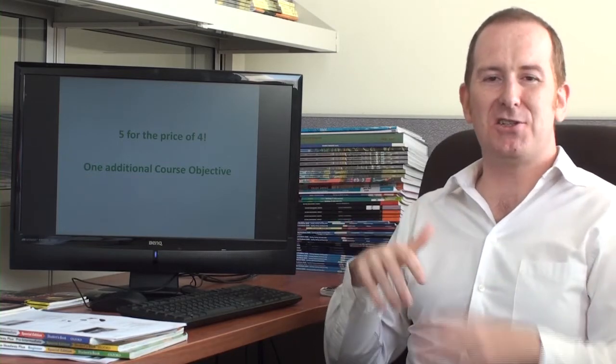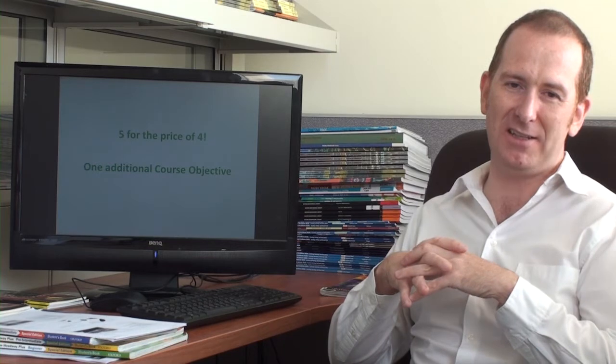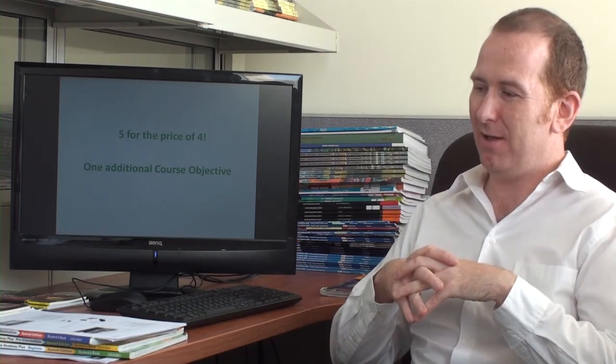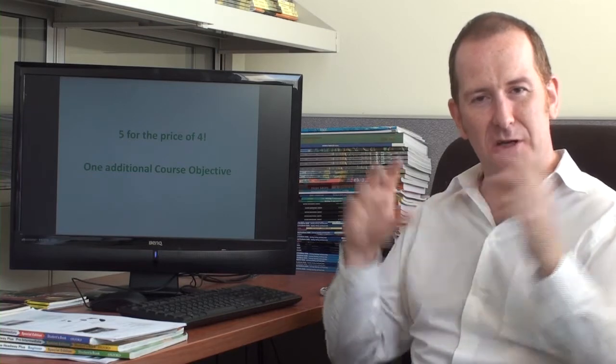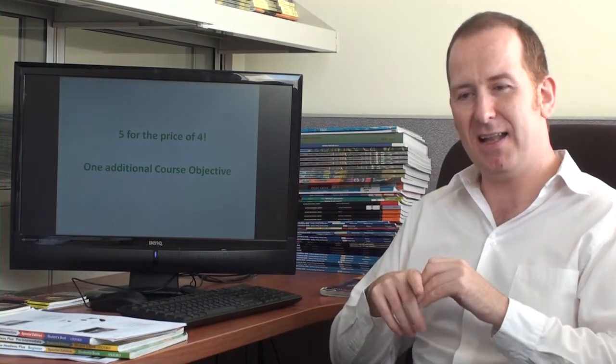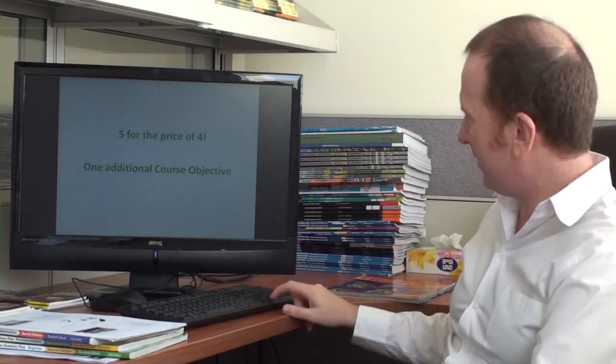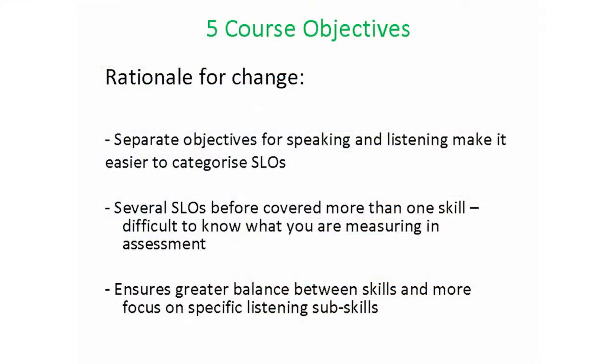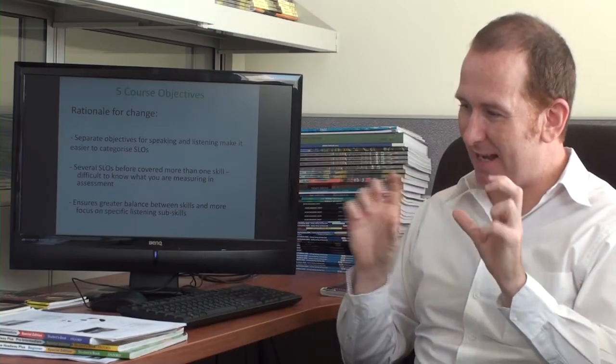Those of you who were with us last year will know we had 4 course objectives for each level. Speaking and listening skills were combined into one objective. Not anymore. The decision was made to separate speaking and listening, and the reason for this is that we can organise the SLOs more easily if we have the 4 macro skills, speaking, listening, reading and writing, listed as separate objectives.